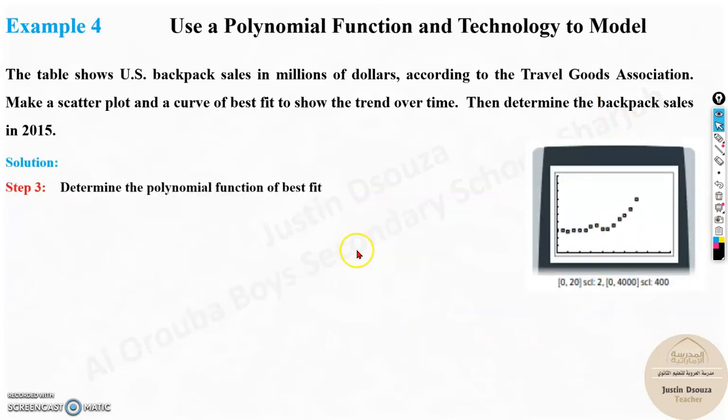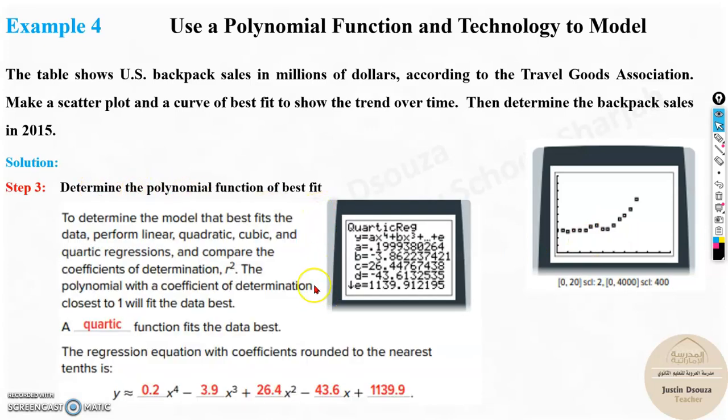Now, once you have the graph over here, determine the polynomial function of best fit. This is basically done in the graphing calculator itself. Based on this graph, it will tell you what the function of the graph is that will fit this. So manually, it is not possible. You need technology for this. That's why it is called technology to model.